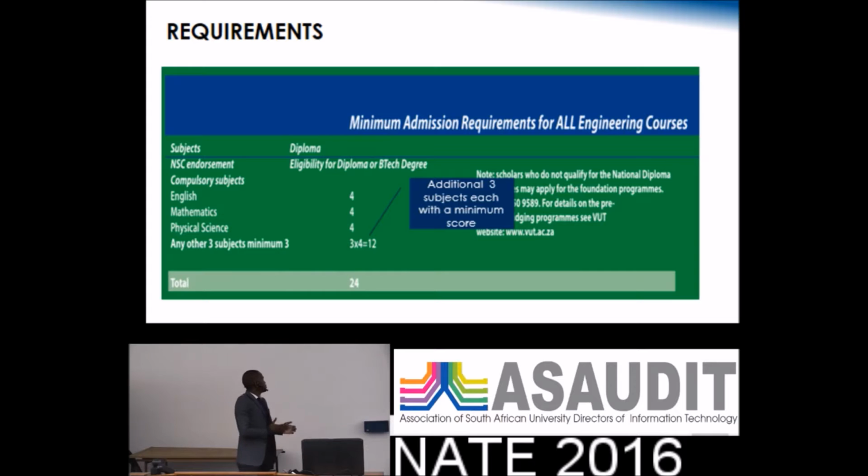And another thing, additional 3 subjects with a minimum. So some are very specific, other than the previous slide as you just saw. These ones say 3 additional subjects with a minimum level of the specific score. So some are very specific and precise.